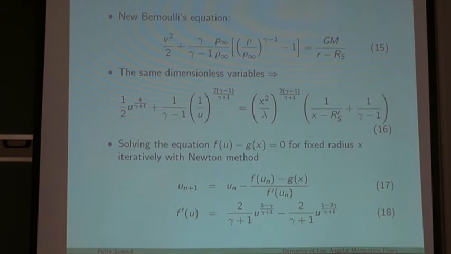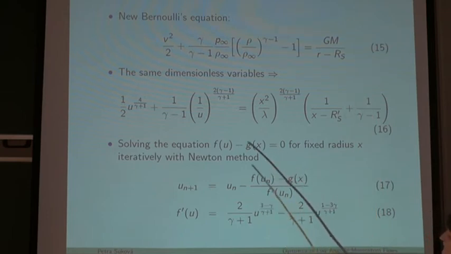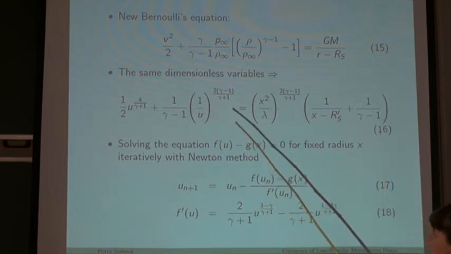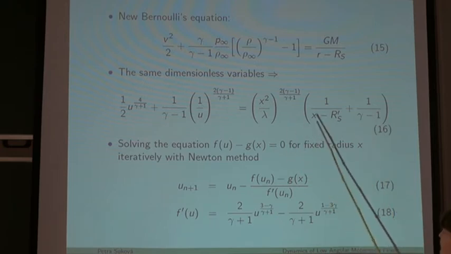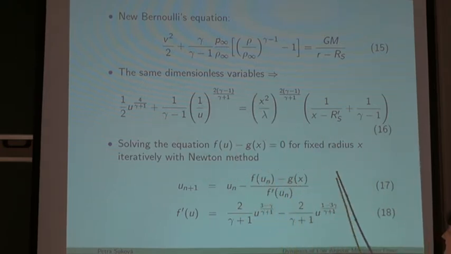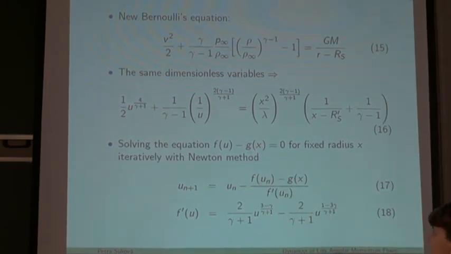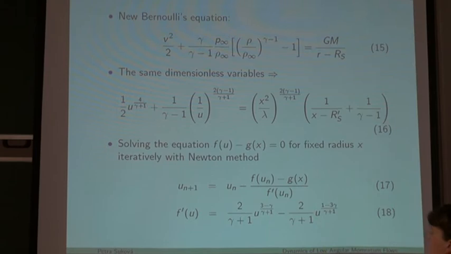And here is how we change the Bernoulli equation. Here we change the potential, and we can use the same dimensionless variables and the same ansatz like before. And we have an equation for the Mach number u. Here on the right hand side we have only a function of x, and here is a function of u. So for every given position x, we can get a value of u by using some method for finding roots of an equation. So we use the Newton method like this. So this is how we compute it.